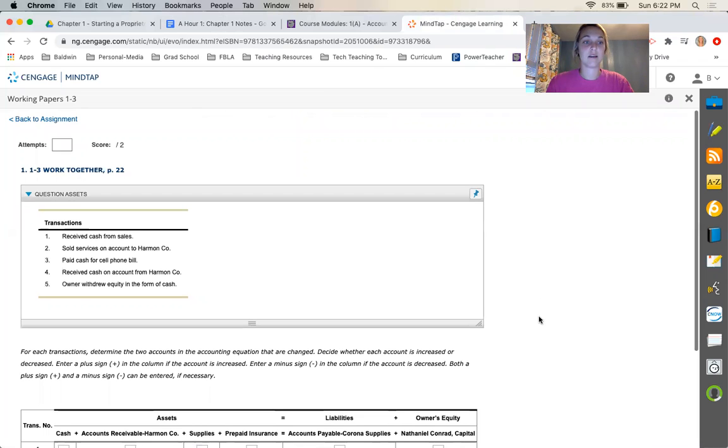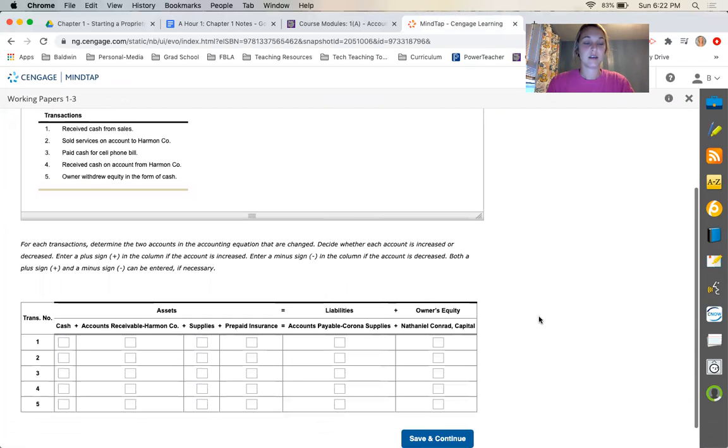All right, so we have 5 transactions, and we can see that we have our accounting equation. We can also see that we now have some accounts underneath those account categories. So assets, they have cash, accounts receivable, supplies, prepaid insurance broken down. We have one liability, accounts payable, and we have our owner's capital account.